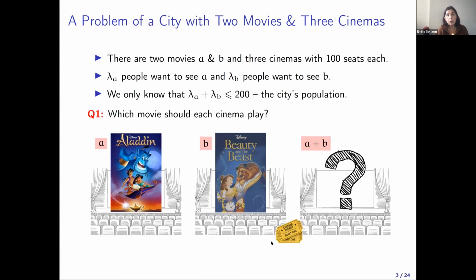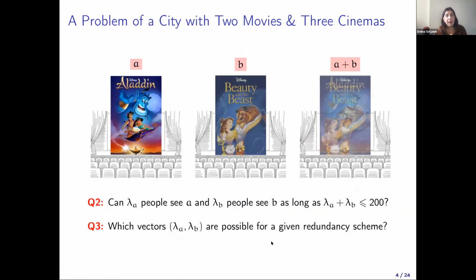Now, in order to get movie A by, say, downloading movie B and movie A plus B, you would have to have 2 downloads, right? And in a movie scenario, you would have to pay for 2 tickets. So there is some cost associated with that. So here is the scenario: Aladdin, Beauty and the Beast, and an XOR.